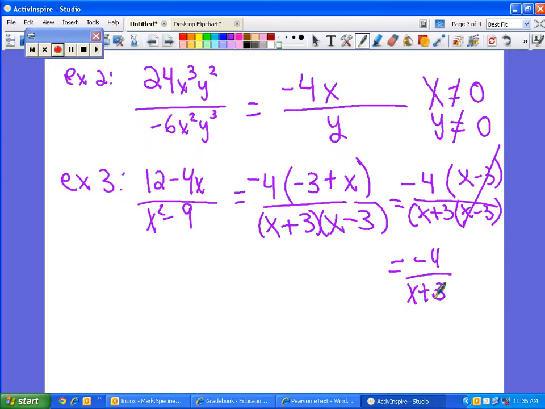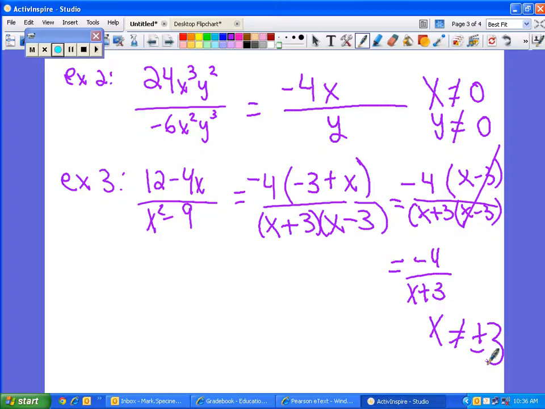What are my two restrictions? Remember, we don't look at the final answer for our restrictions. We look here. We don't care what's in the numerator. We only want to know what's in the denominator. So what are the two values for x that are going to make the denominator 0? 3 and negative 3. So my restrictions are plus and minus 3.